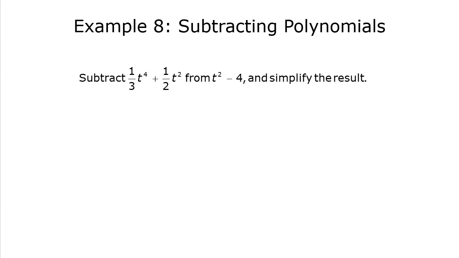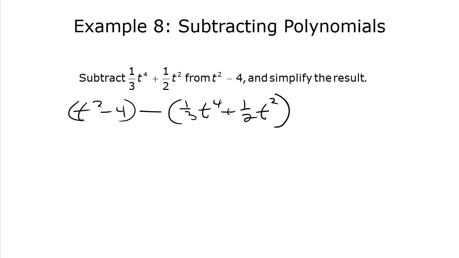Another example, if we want to subtract this from this and then simplify the results, so we're basically saying t squared minus 4 minus, right, when you say subtract from, we're taking this away from that. So we're subtracting 1/3 t to the 4th plus 1/2 t squared. When we're subtracting, right, we're adding the opposites, negative 1/3 t to the 4th minus 1/2 t squared.